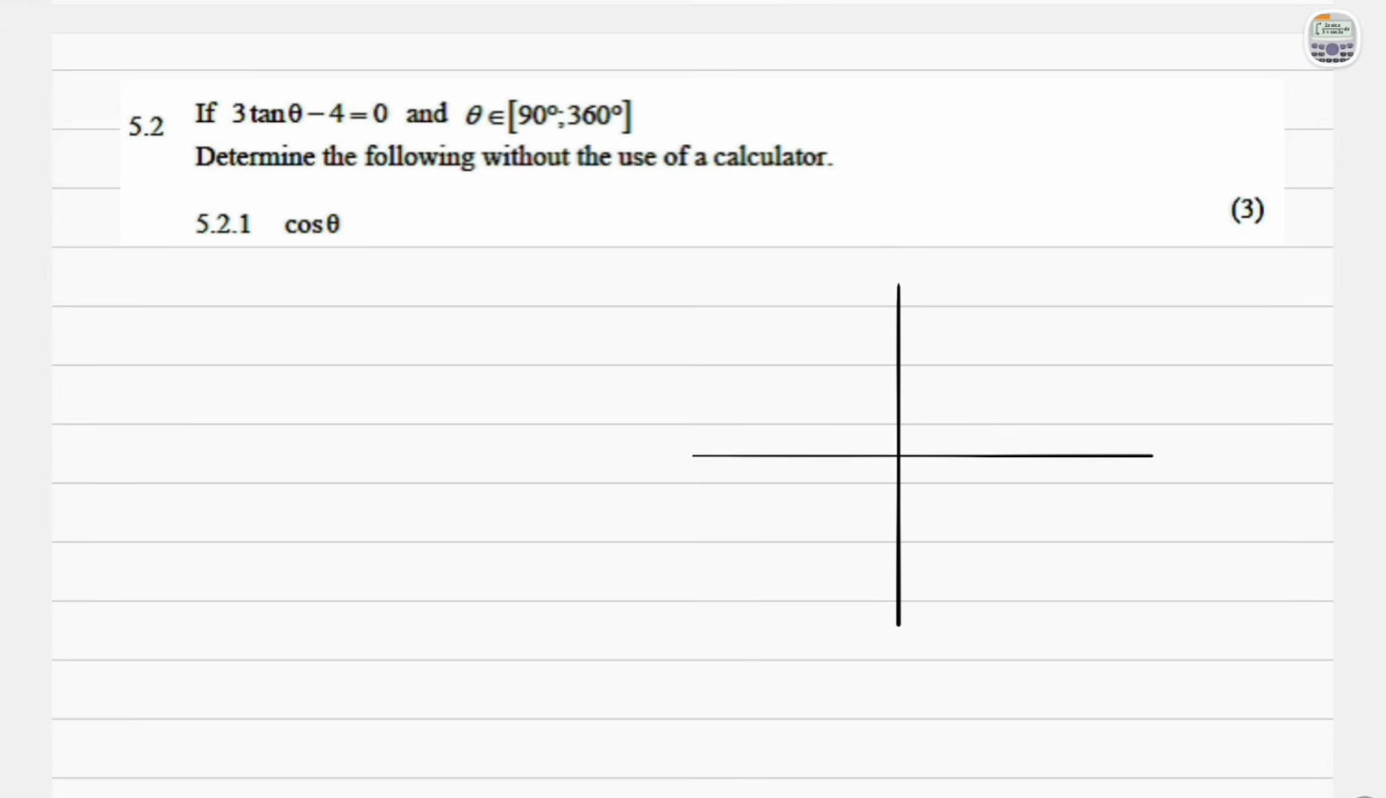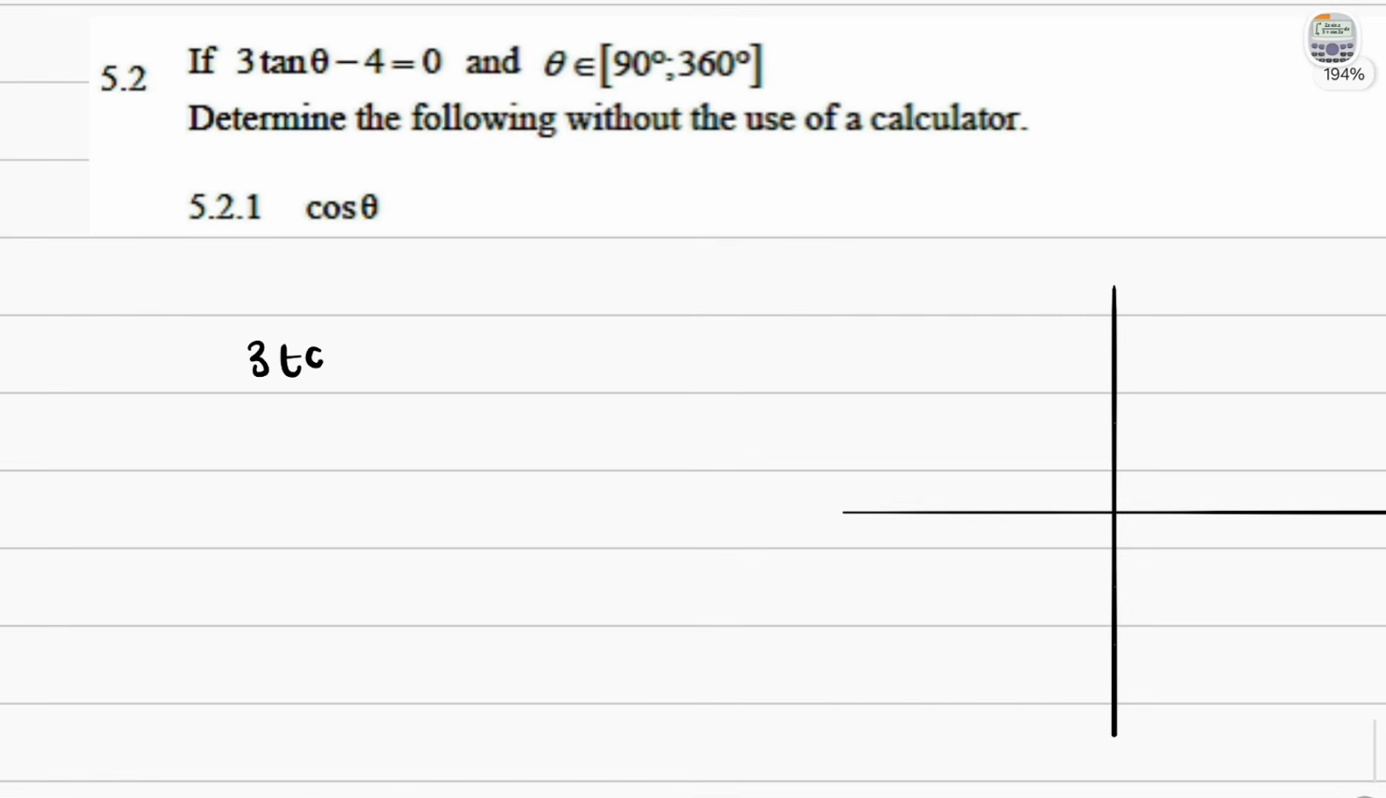So with this trig diagram, we are told that 3 tan theta minus 4 is equal to 0. Well, let's find out what tan theta is. Okay, what ratio is that going to give us?